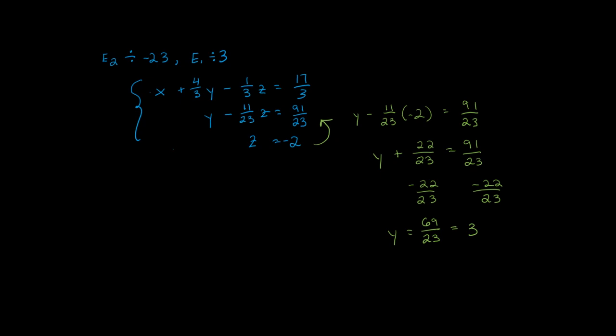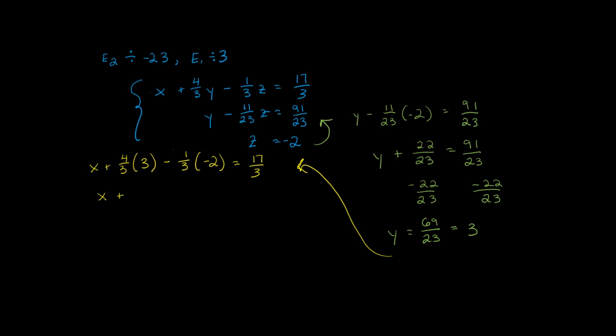So now we have z. Now we just found y. So now we need to plug them in to find x. And I think I can even squeeze this into the same slide, if I just kind of squeeze it out here so I don't have to use another slide. I've got x plus 4/3 times y, which we just found was 3, minus 1/3 times z, so that's -2, equals 17/3.